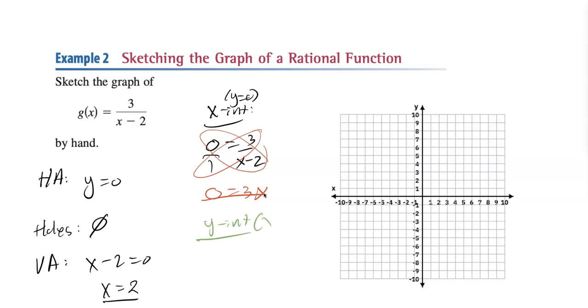How do you find the y-intercept? That's when you plug x equals 0 in. So that's easier. y equals 3 over 0 minus 2. So y equals negative 3 over 2. So we get this point 0 and negative 3 over 2.